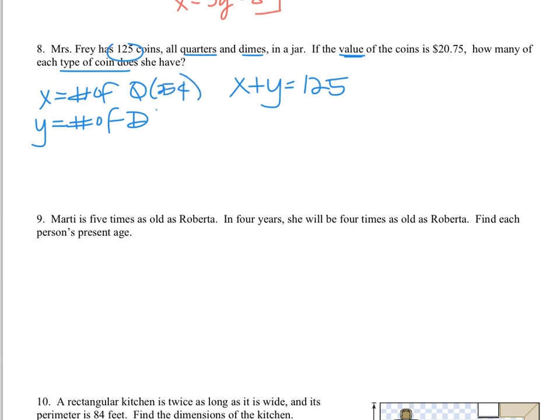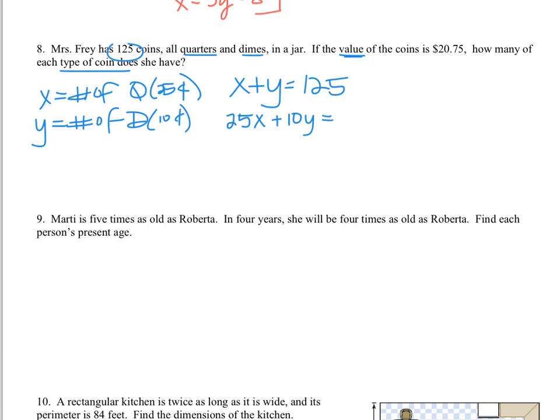And dimes would be worth 10 cents. To add that then to a new equation, each quarter should have a value of 25 cents. Therefore, if we take 25 times the number of quarters, that's the value of all the quarters. For dimes, if we do the same thing, 10 times y, that's all the value of the dimes in the jar. Now here's where we have to be careful.